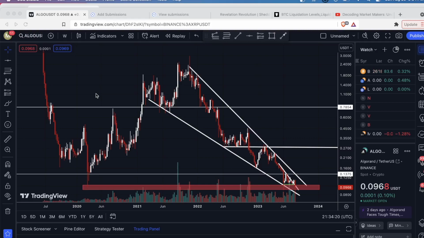I want to take a quick look at Algorand. Ticker for this is ALGO, and I'm currently on the weekly time frame.